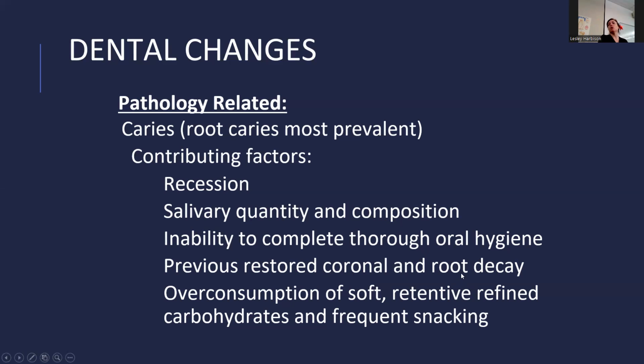Previous restored coronal or root decay is going to be more susceptible. Overconsumption of soft, retentive, refined carbohydrates, and frequent snacking. There are all other things too. When we get into the older population in nursing homes, there's pocketing of food, just kind of a layer of crackers or something, a fermentable carbohydrate, that ended up in the vestibule up against the teeth and is just hanging out there. It never got cleansed from the mouth and down the gullet. So we have to be aware of those things that are going to increase the likelihood of cavities.